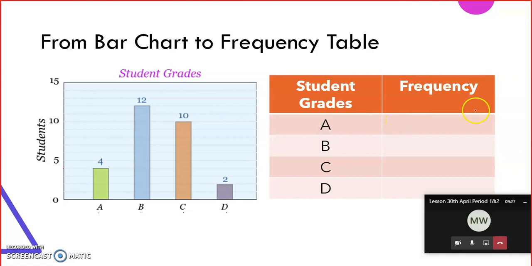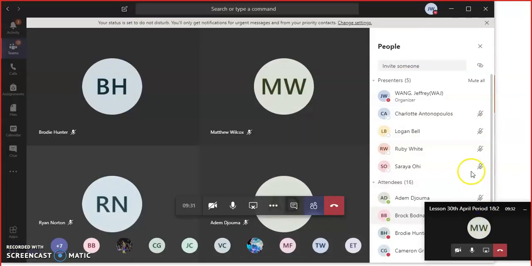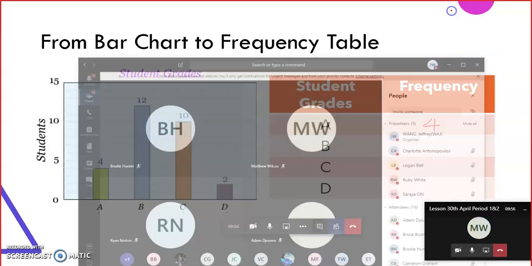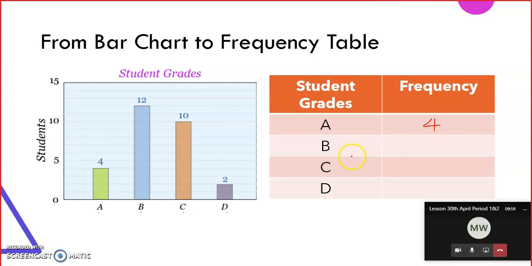I'm going to call a few people to help me fill in this table. Let's see who is here. So, alright, for people who come in late. Alright, Charlotte, can you tell me which number do I put in this block, in the first one? How many people get grade A? Yep, 4, good. So that means 4 people get grade A. Okay, Logan, can you tell me which number do I put in the second one? How many do we get for grade B?